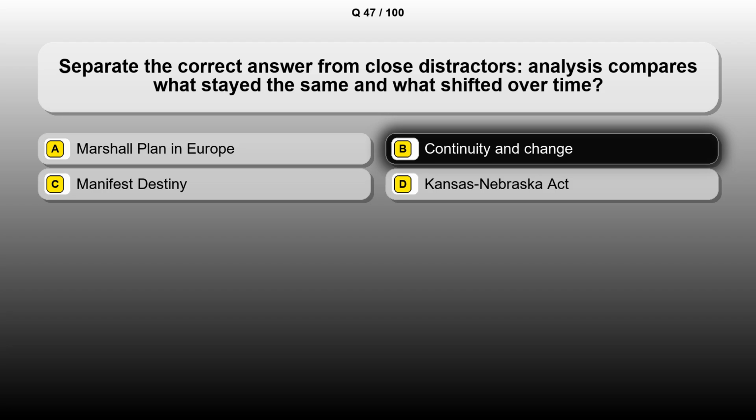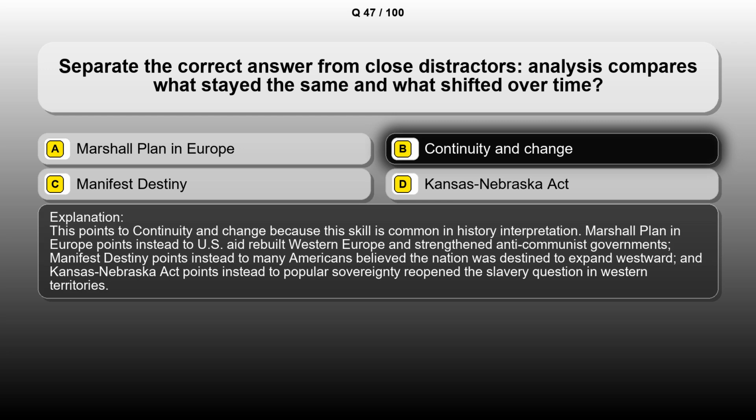The correct answer is option B, continuity and change. This points to continuity and change because this skill is common in history interpretation. Marshall Plan in Europe points instead to U.S. aid rebuilt Western Europe and strengthened anti-communist governments. Manifest Destiny points instead to many Americans believed the nation was destined to expand westward, and Kansas-Nebraska Act points instead to popular sovereignty reopened the slavery question in Western territories.